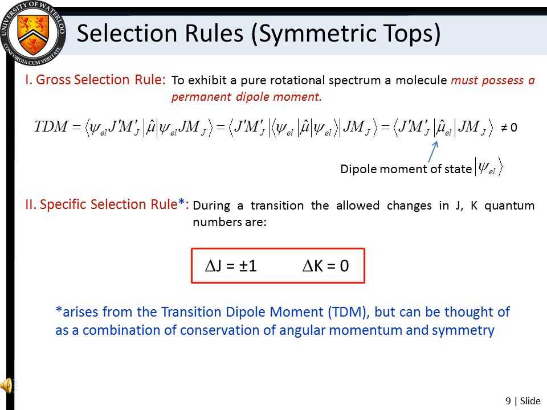In Master Class 6, we learned that molecules must possess a permanent dipole moment to be rotationally or microwave active, and that delta J must be equal to plus or minus 1 to account for conservation of angular momentum upon absorption or emission of a photon. For symmetric top molecules, transitions must also obey a delta K equals 0 selection rule. As usual, the delta K selection rule arises from our treatment of the transition dipole moment, and it can be viewed as a consequence of symmetry and conservation of angular momentum.